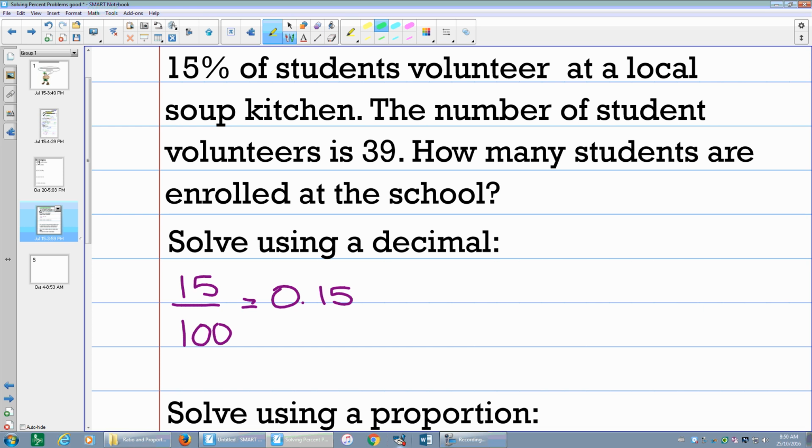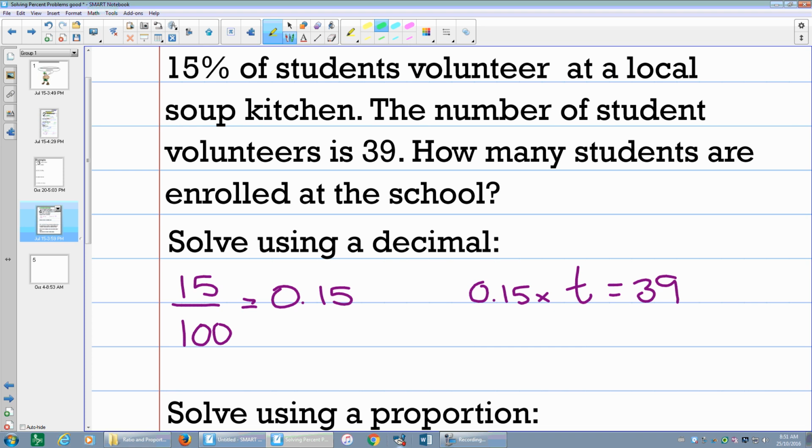So I have 0.15. I know this equation is saying I would normally take 0.15 and multiply it by the total. So I'm just going to put a variable t there. I put it as a bracket so it doesn't look like an addition sign. So it's saying 15% or 0.15 times the total population is equal to 39. That's how I would figure it out.